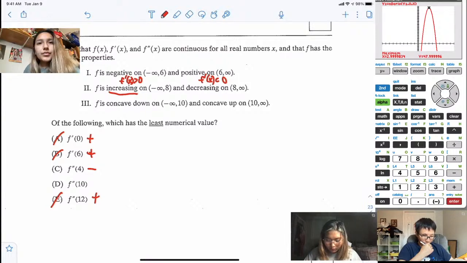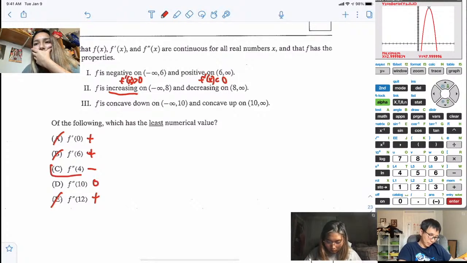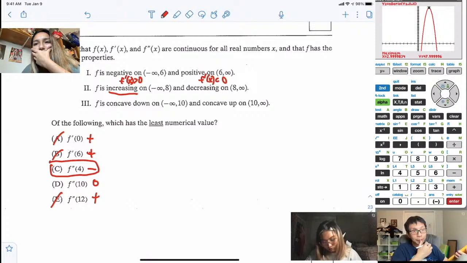It's an inflection point. So that means what? Good, you actually just helped me because I actually didn't know. Because they said negative 10 to 10 is down and 10 is up. So what makes f double prime 10? It's an inflection point, so the double derivative is equal to 0, right? Mm-hmm. So which one has the least value? The negative one. Right, f double prime is 4.